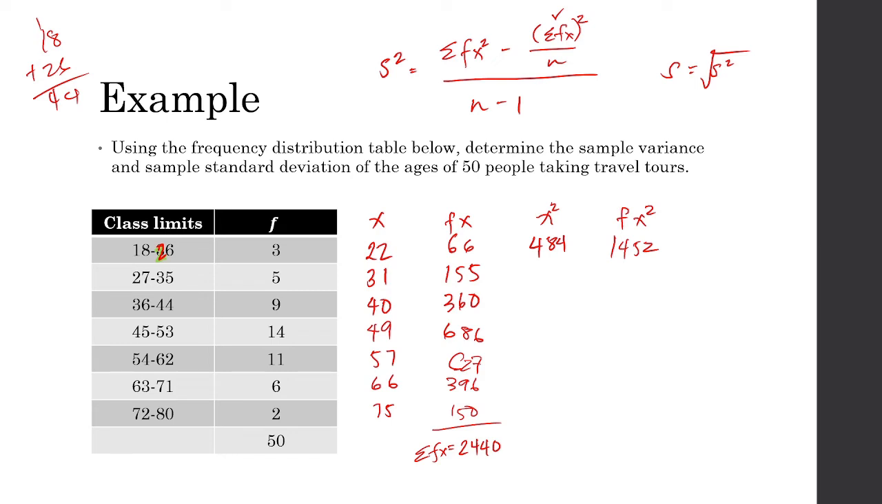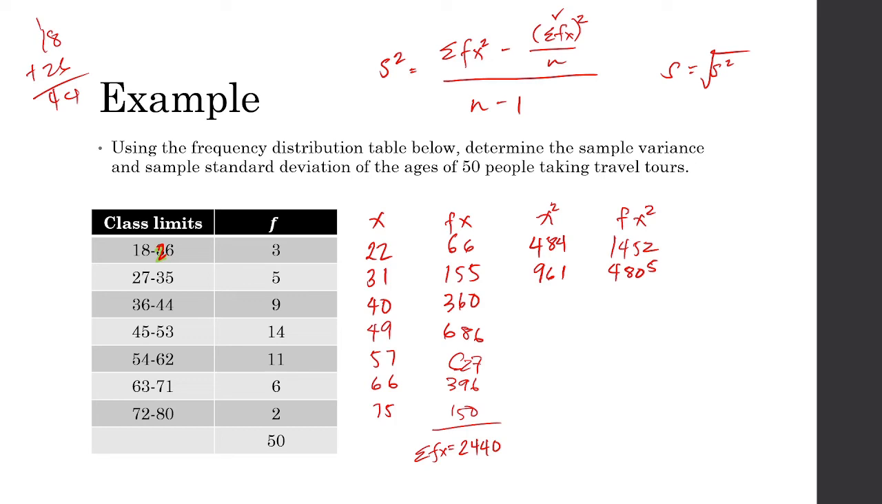So, ganun din yung gagawin natin dun sa kasunod. So, we have there 31. 31 square, multiply lang natin sa 5. 31 square is 961. Then we just need to multiply it by 5. So we will have 4,805.